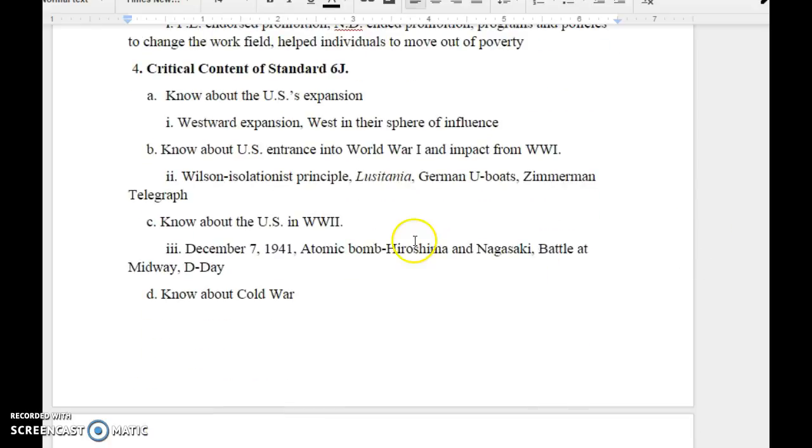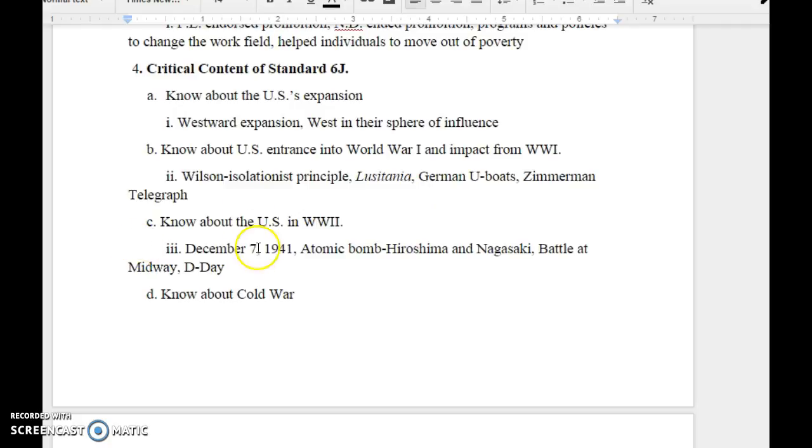The critical content for Standard 6J is that I should know about the U.S. expansion. Westward expansion, West was in their sphere of influence. I should know about the U.S. entrance into World War I and the impact from World War I. You have President Wilson, who really wanted to stay isolated from other countries, but then you have the sinking of Lusitania, which really brought us into World War I. You had German U-boats and the Zimmermann telegraph.